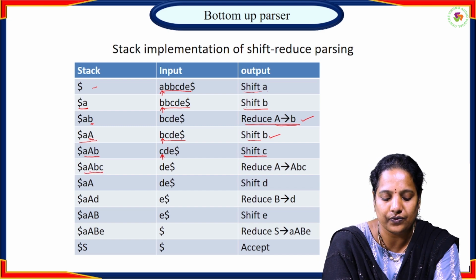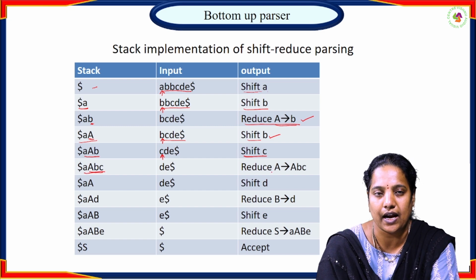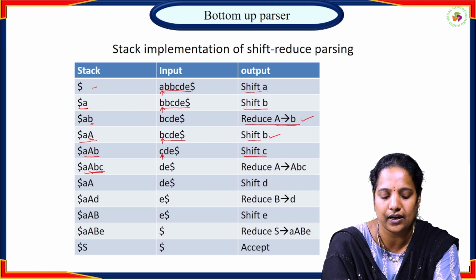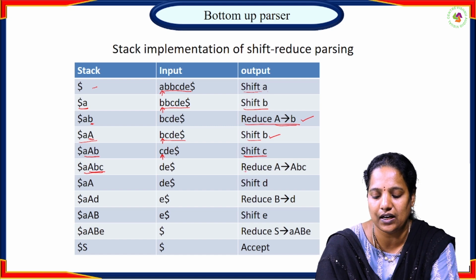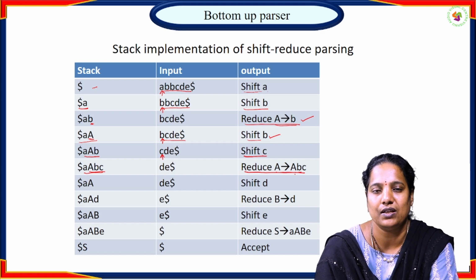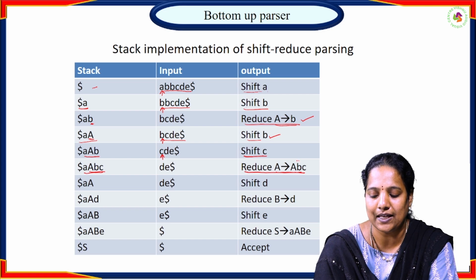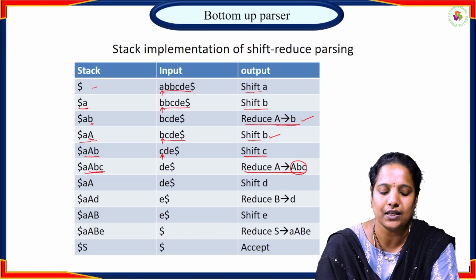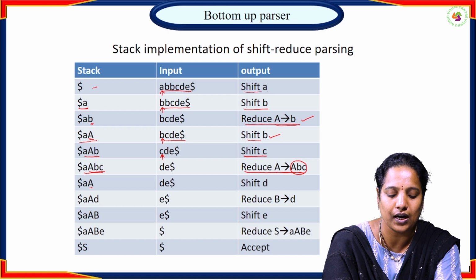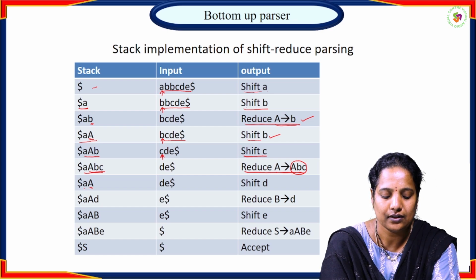When you observe this A, B, C, it is a handle. Whenever we find a handle in the stack content, immediately we need to perform the reduce operation. By using which production can we perform it? A tends to ABC is the reduce operation. Nothing but ABC will be reduced by A. In place of ABC, inside the stack we need to write A. That is the stack content.